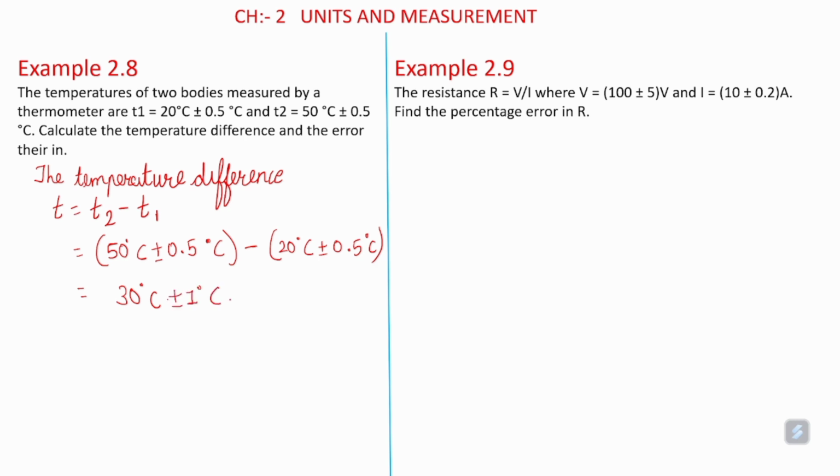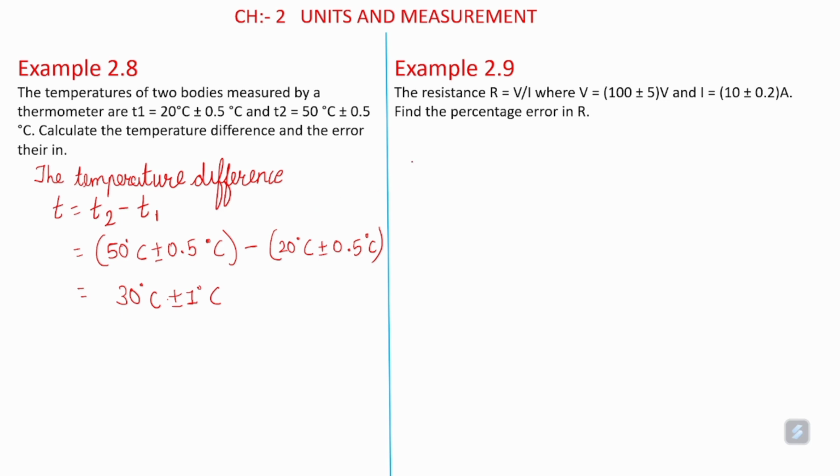So here we have considered only the maximum error, because if we take the maximum error, all the other errors will be considered in it. So here we are taking only the maximum error. So 0.5 plus 0.5, we are simply adding it. Right? Now we will see example 2.9.